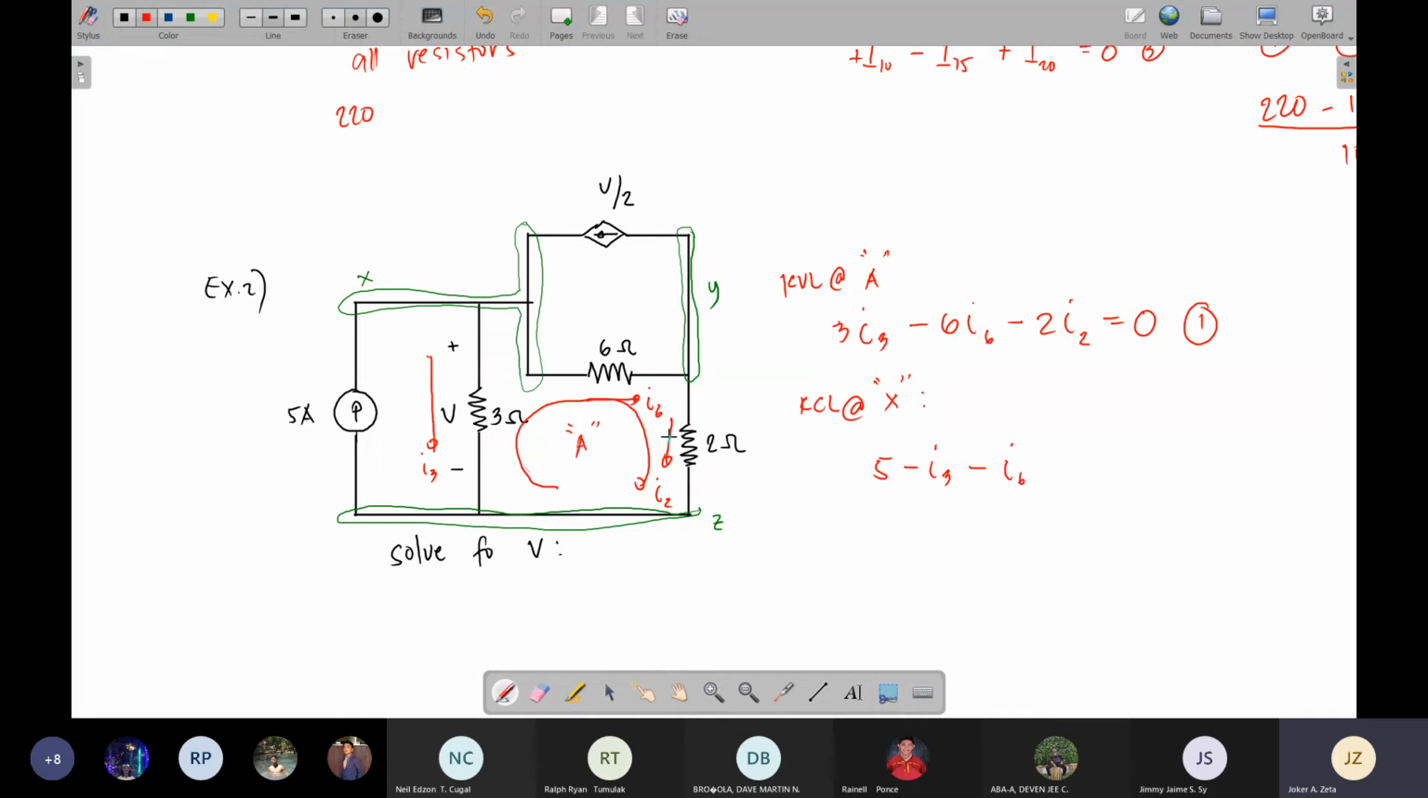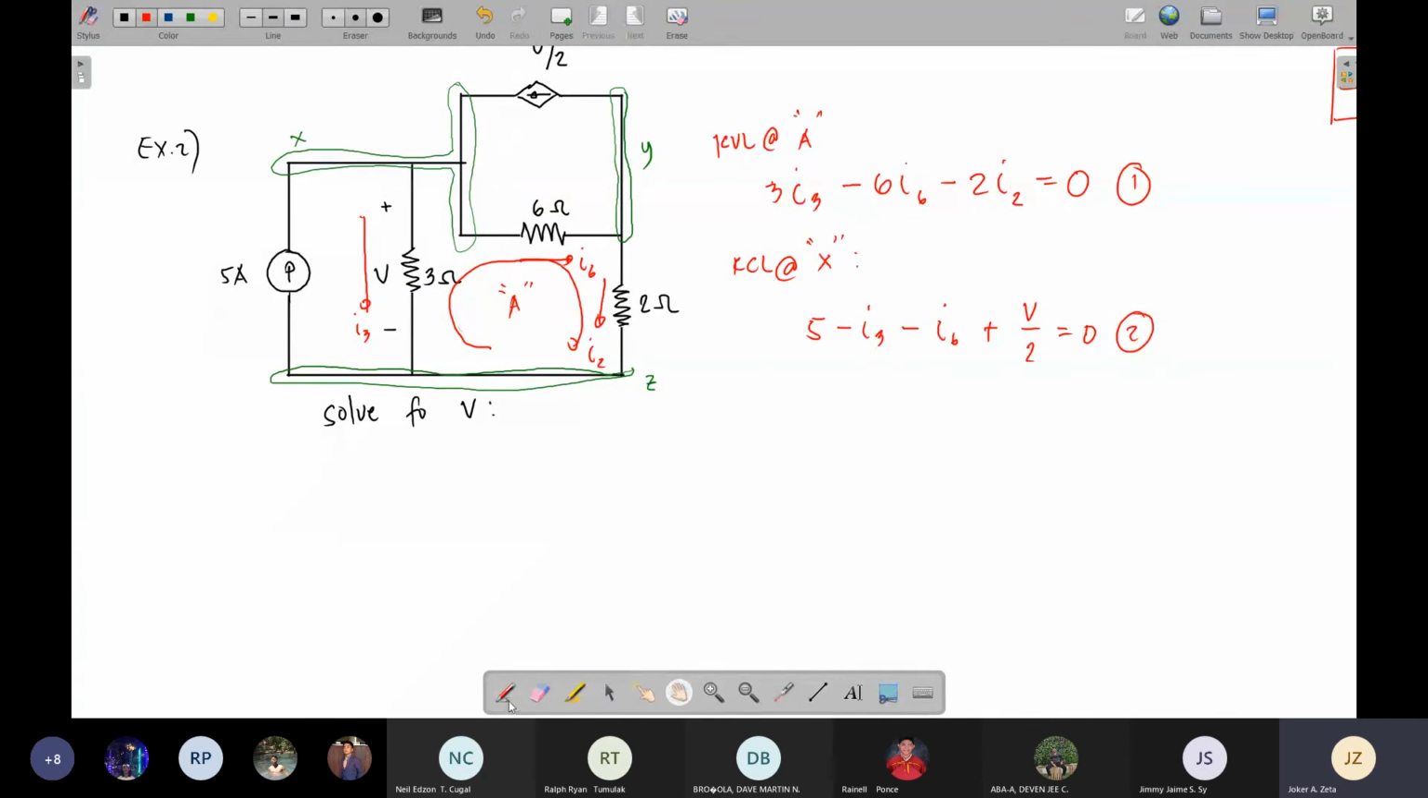How about I2? I2 is not connected to node X. What is connected to node X is this V over 2. Even though its value depends on the voltage, this is a current source, and it's entering node X, so that would be positive. So plus V over 2, equate to 0. So you have your second equation.